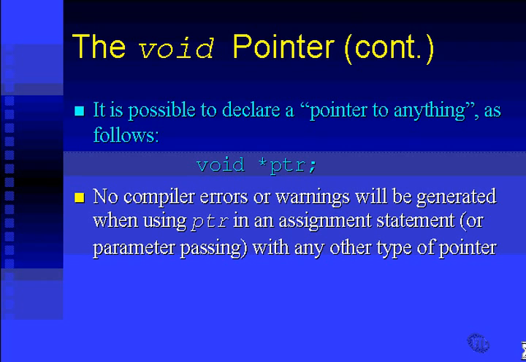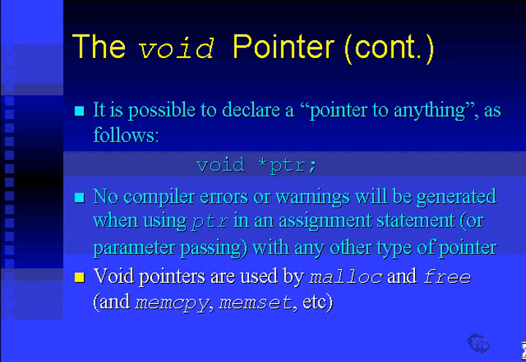Because no compiler errors or warnings will be generated when using this particular type of pointer, a void pointer, in an assignment statement or in parameter passing. If you want to use it in an assignment statement or in parameter passing with any other type of pointer, you will simply not get an error message or a warning. That means if you had a pointer to an integer a and a pointer to a void b, it would be possible to say a equals b or b equals a, and the compiler would not complain about that.